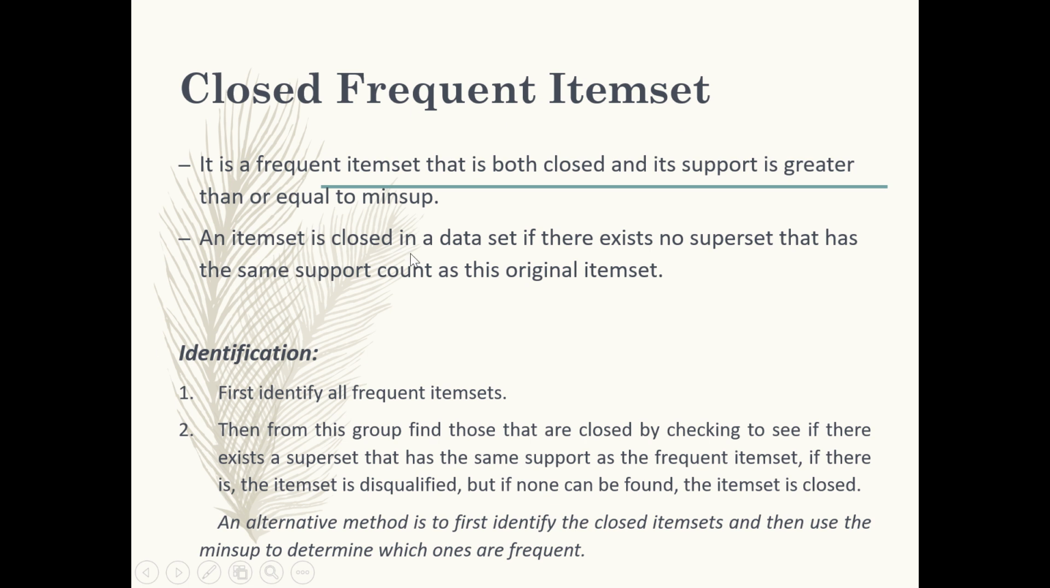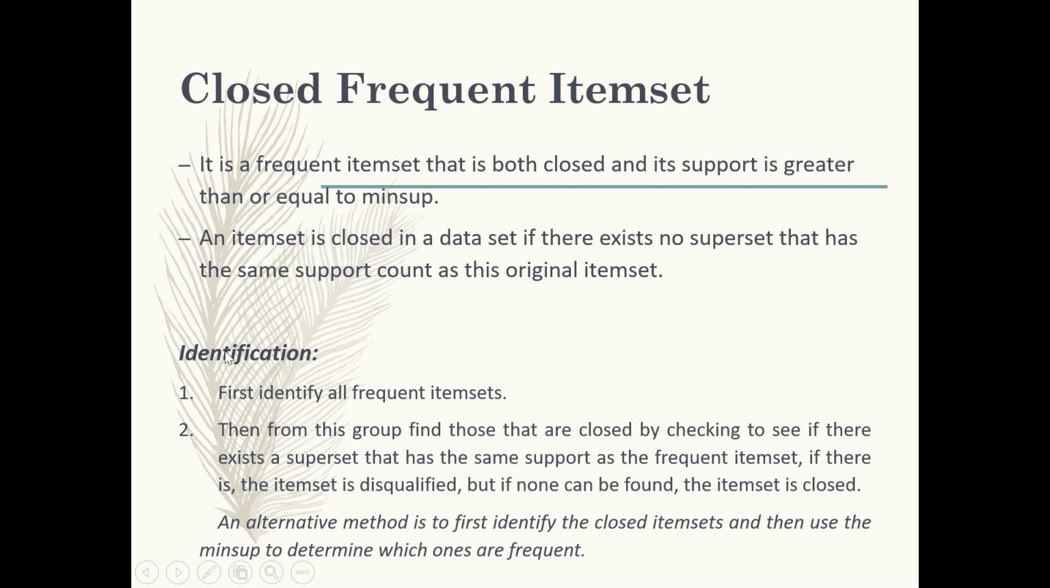So when do we say that a frequent item set is closed? If there exists no superset, that means if you add some more items, that has the same support count as the original item set. So this is the highest. If you add, then it will no longer remain the highest. So in that case it's called a closed frequent item set.